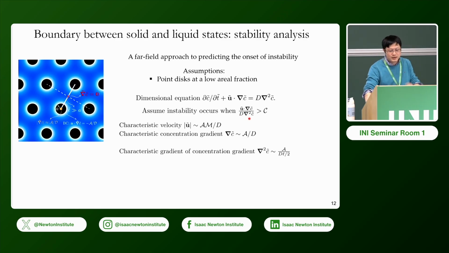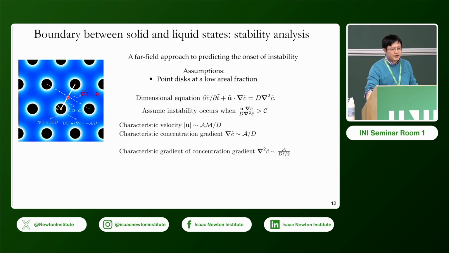The only thing I want to say is here in the denominator you have a gradient of gradient, or the Laplacian of C, right? So how do I get the characteristic scale of the gradient of gradient C? In principle, I realize, okay, now we look at the base state. If we look at the base state, everything is symmetric in the sense that you have a six-fold symmetry.